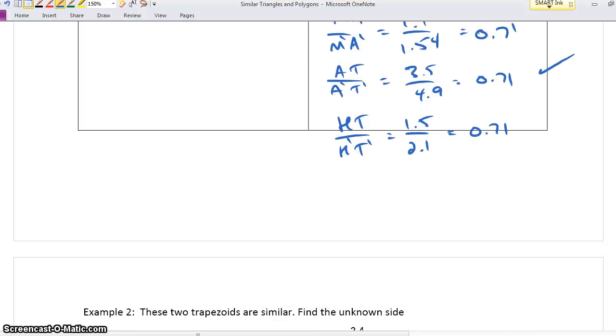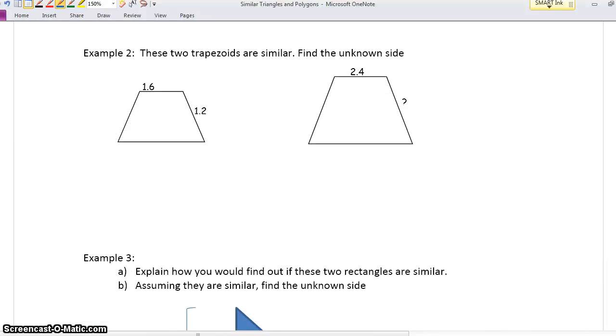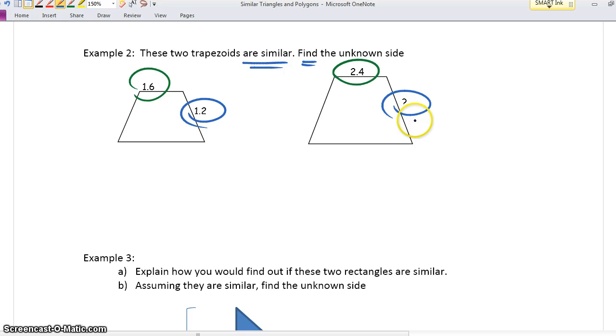All right, jumping ahead, let's look at some trapezoids. And now we're told they're similar, and now we're trying to use that similarity to find the unknown sides. So we're not going to worry about angles. What we are going to do is compare corresponding sides, right? Our green tops should be similar, and our blue right-hand side should be similar.